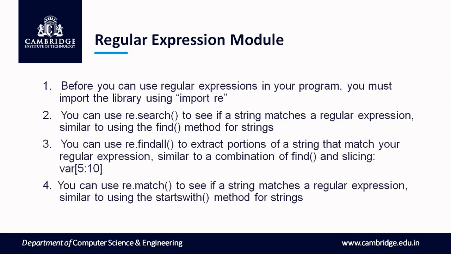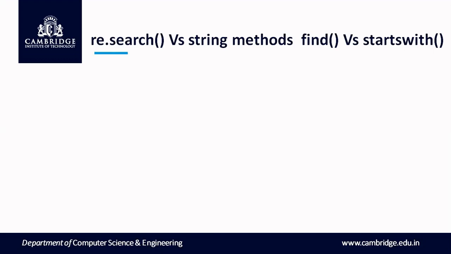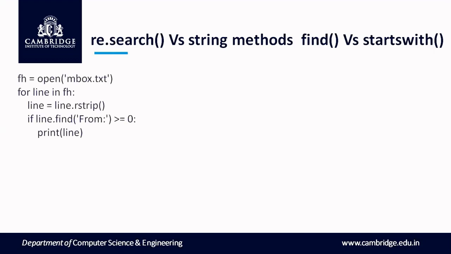Okay, now in this example, we will compare re.search with the string methods find and startswith. Now let's see how it goes. Here, if h is equal to open mbox.txt, mbox.txt is a text file. Now we are going to search or find those lines which start with the word From, right?